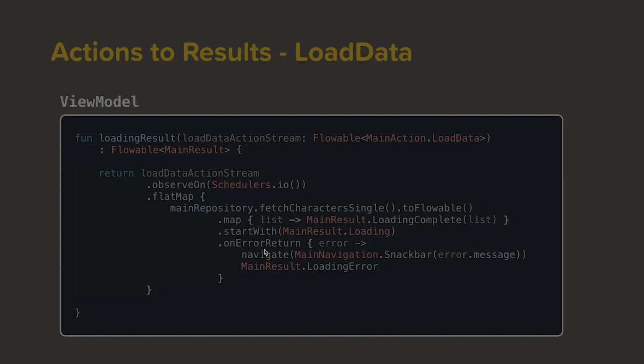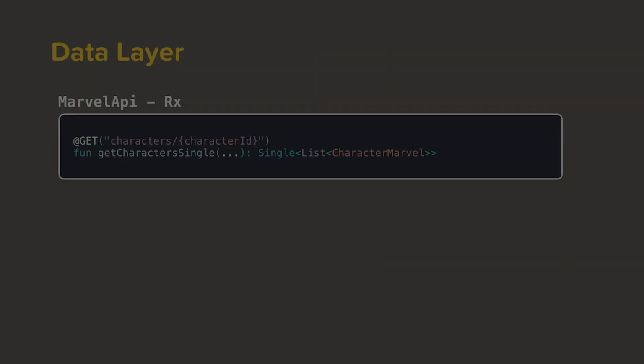So with Rx, this is how inside our view model we're going to take a flowable of actions, that is a stream of actions, and convert each action into one or more results. We're going to take the stream, observe on IO thread, flat map, and for each of these actions we're going to fetch characters, because this is load initial data. We're going to map it to loading complete. We're going to start with the loading result, and on error we're going to navigate to show a snack bar or some error, and we're going to map this one to an error result. So this is our Rx implementation.